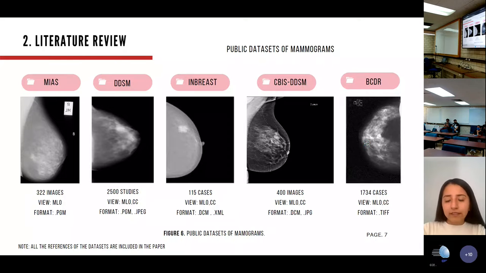And the Breast Cancer Digital Repository, BCDR, contains cases of 1,734 patients with MLO and CC view. Each image is in .tiff format.